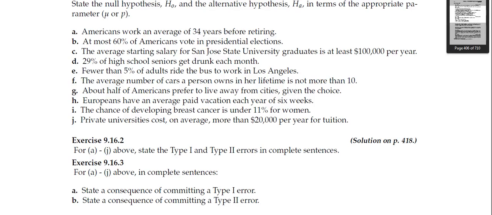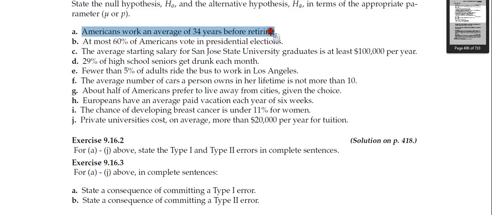Hey everybody, the purpose of this video is to walk through exercise 9.16.3 in the Collaborative Statistics textbook. You will have already done 9.16.2 above, which is where you state type 1 and type 2 errors. And if you remember from 9.16.2, your job was to read the claim in each of these A through J. Some of these were null hypotheses, some were alternative hypotheses, and your job was to decide which was which. So let's just look at a few.